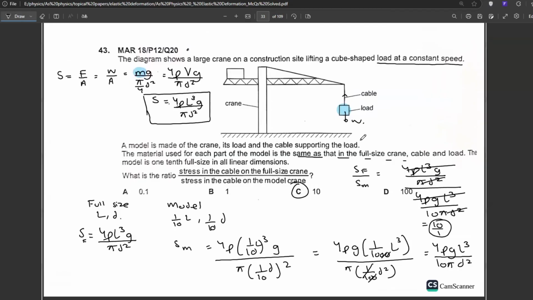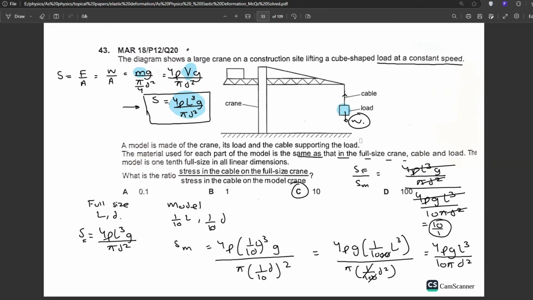So what have I actually done? First of all, I have calculated a formula for stress. Stress is equal to force over area. What is the force in the cable? The weight of the load. How to calculate the weight of the load? Mass into gravitational field strength. What is another formula for mass? Density into volume. What is the formula of area? Pi upon 4 d square. 4 comes to the top side. This is your formula for stress. Here, in place of volume, I have substituted L cube. Why? Because volume is equal to L cube, because it is a cube.